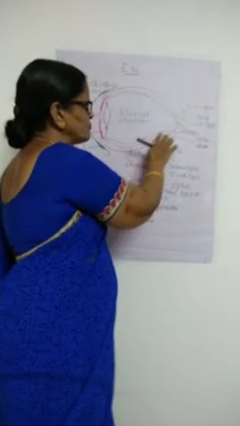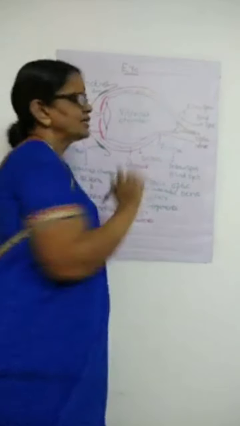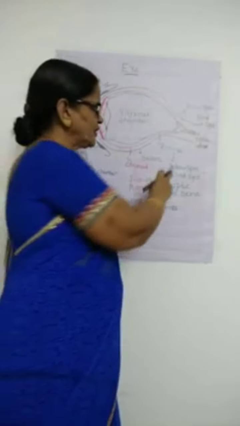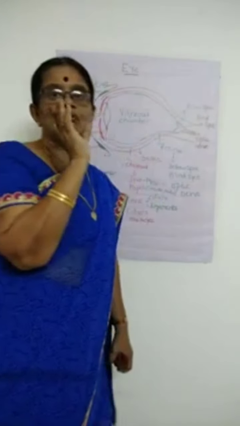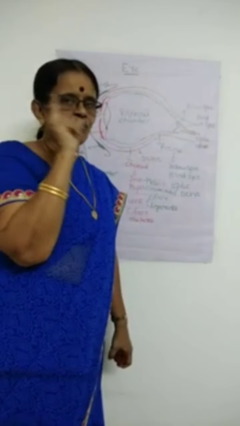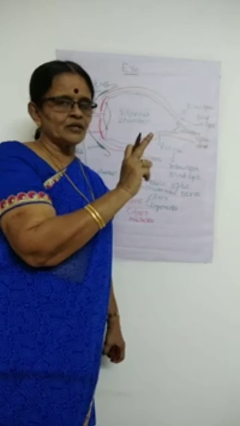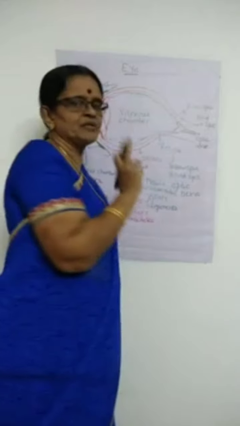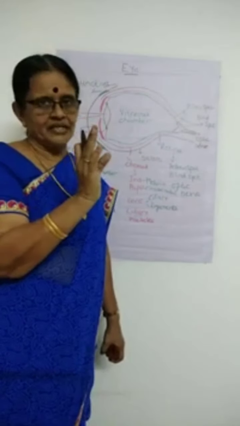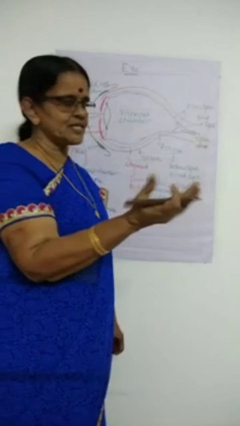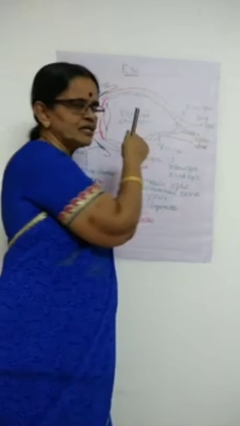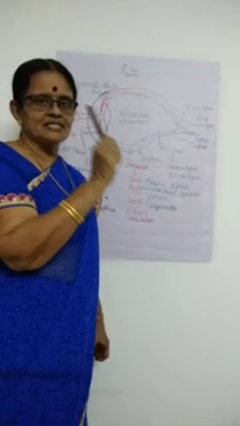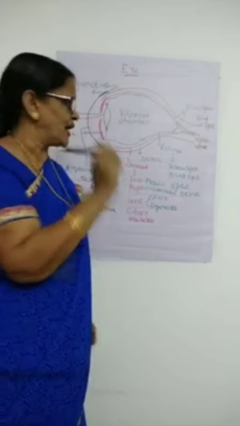Then we come to the innermost layer. You have seen this green color I have given. That's the innermost layer, called the retina. This retina contains plenty of photoreceptor cells. I have already told you, eyes are the organ which has photoreceptors. These photoreceptors are present on the retina. Now what are they? We'll see in the next class. So the retina consists of photoreceptor cells, the cells which can receive light.